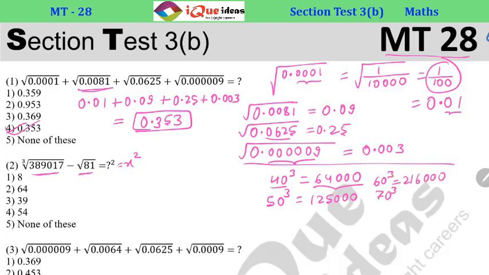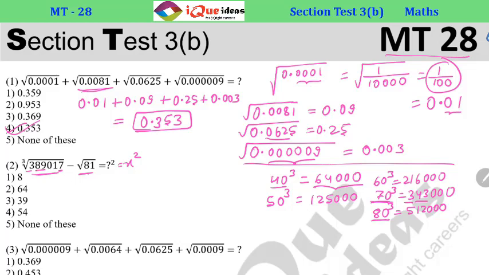70 cube will be equal to 343,000. So this is 70 cube, that is 3,43,000. Here it is 3,89,000. So the number has to be between 70 and 80 because 80 cube will be 8 cube is 512. So 5,12,000. Right. So cube root of this number has to be less than 80 but more than 70.